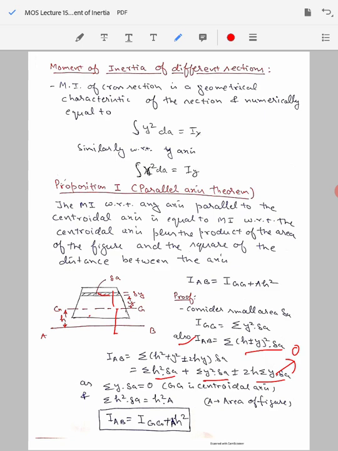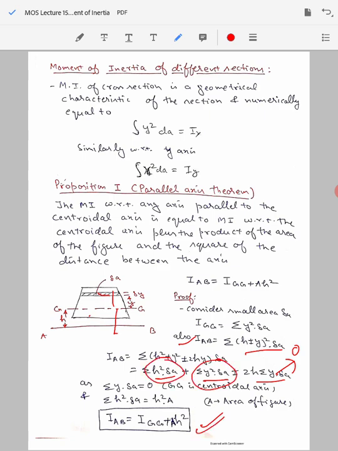So that is the basic definition of the centroidal axis. Therefore the summation of y dot delta A will be 0 about the axis that is called a centroidal axis. Summation of h square dot delta A can be written as h square multiplied by summation of delta A. Summation of delta A is nothing but the area of the figure, that is A. So that becomes h square A. So finally the IAB can be defined as IGG plus h square into A.